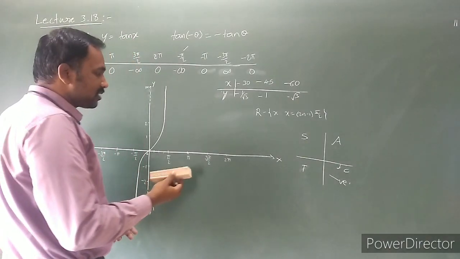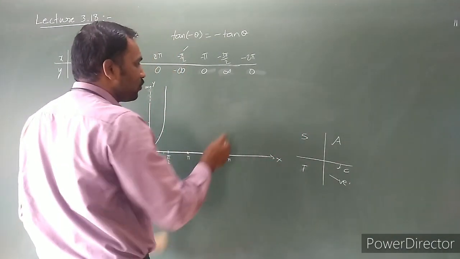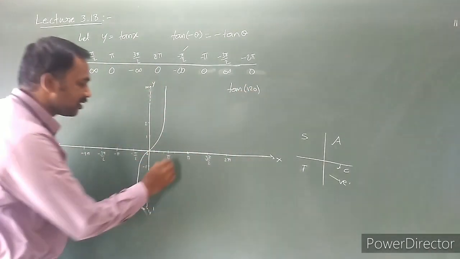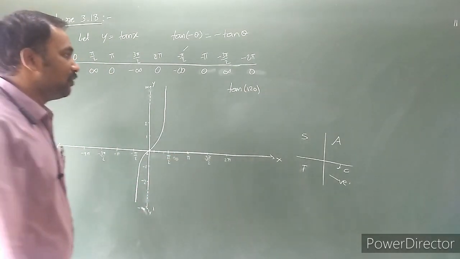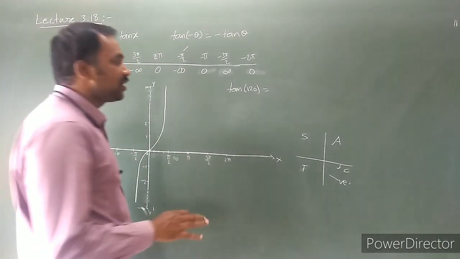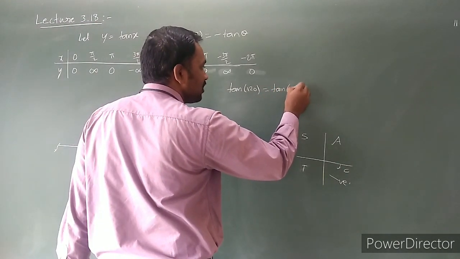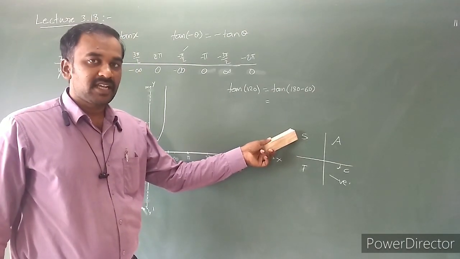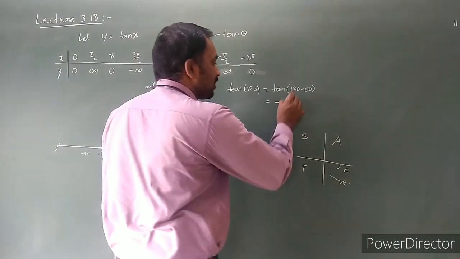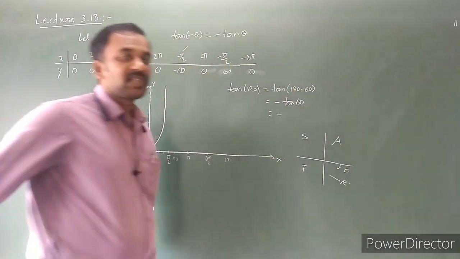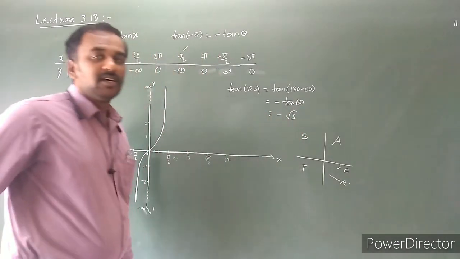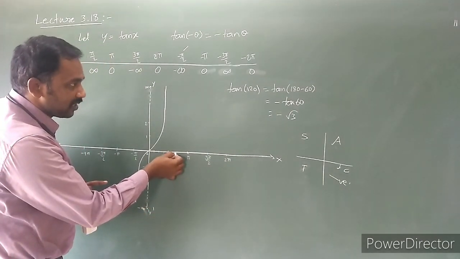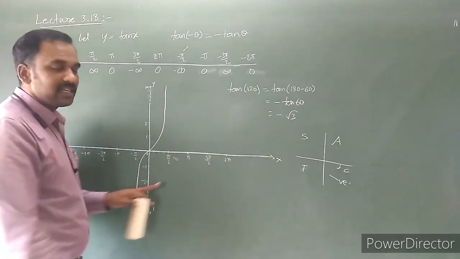More than a 90 degree means I take some angles, for example, tan of 120. What is the value of tan of 120? Suppose it comes here. 120 is not a standard angle, so split it into a standard angle using the right angle: 180 minus 60. What is tan of 180 minus theta? In the second quadrant tan is negative, and tan remains tan, so it is minus tan of 60. Tan 60 is root 3. So what is the value of tan of 120 degree? Minus root 3. Tan of 120 is minus root 3. Minus root 3 comes here.